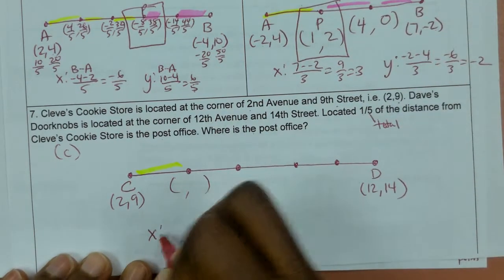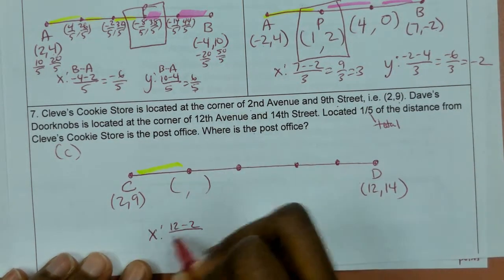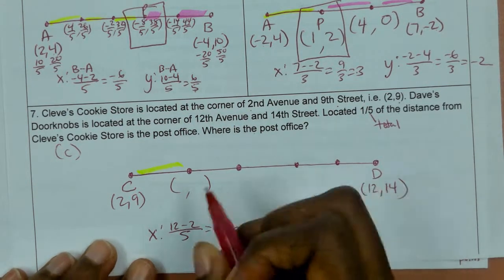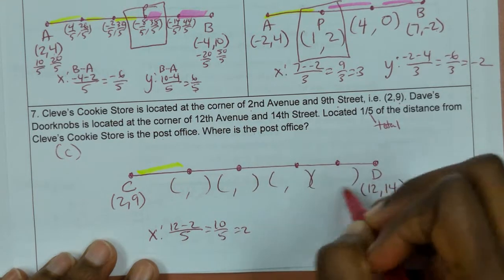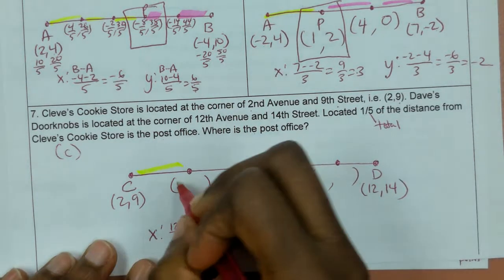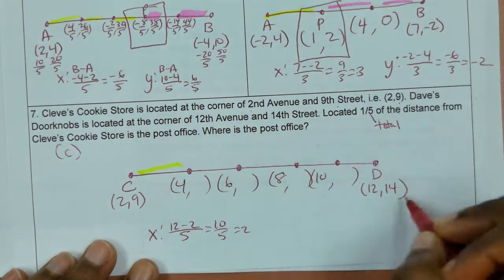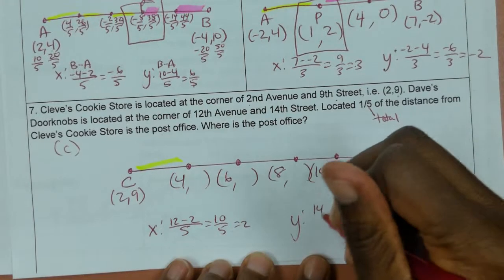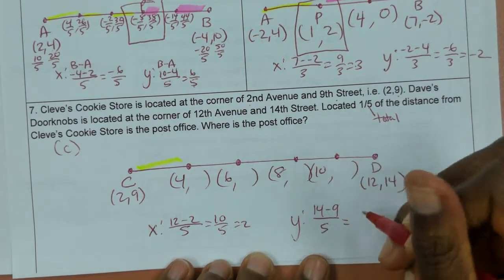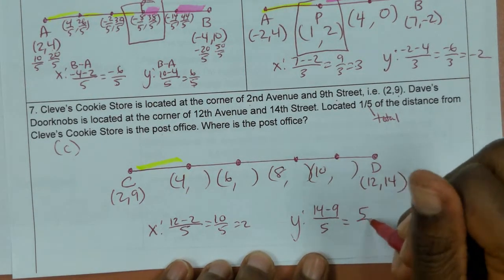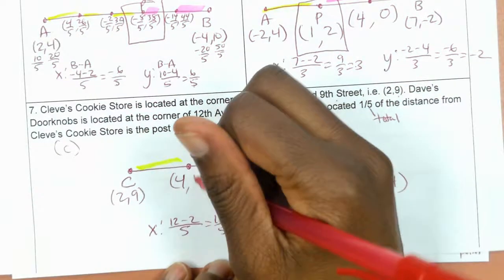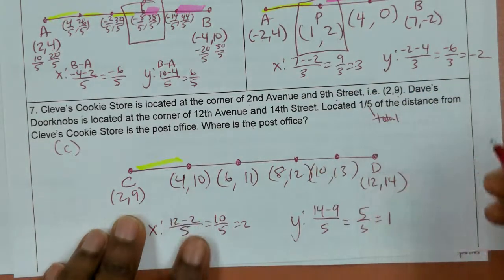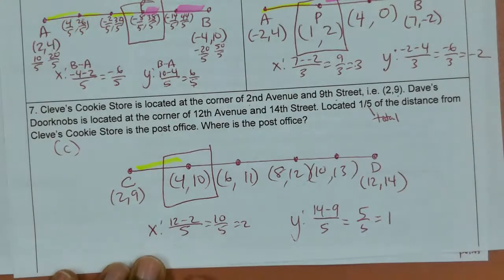Okay, so x, we go from 2 to 12, so 12 minus 2, and then dividing that into 5 parts is 10 divided by 5, which is 2. So we're increasing 2 every time. 2, 4, 6, 8, 10, 12. Good. Y, we're going from 9 to 14, so 14 minus 9 will tell me my shift. And there's 5 parts I'm dividing it into. Increasing 1. 9 to 10 to 11 to 12 to 13. Okay. That's it for the partitioning.